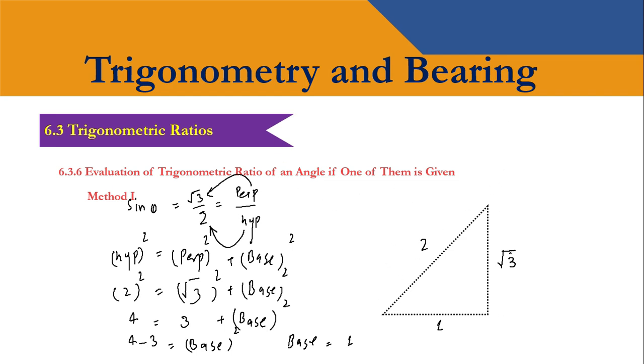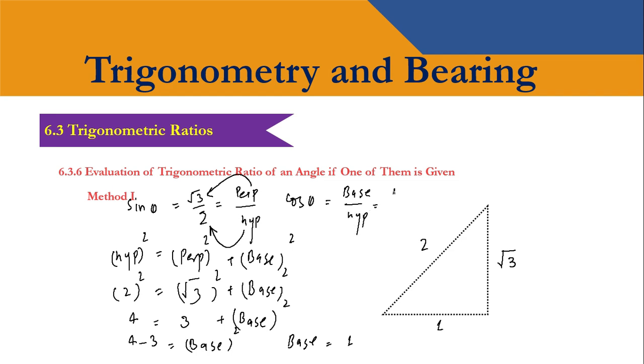Now we have all three sides of the triangle. So as we defined the 6 trigonometric ratios, and we named those trigonometric ratios, with the help of those names we can calculate all the other ratios. For example, sine theta is equal to perpendicular over hypotenuse, but we also know that cos theta is equal to base divided by hypotenuse.